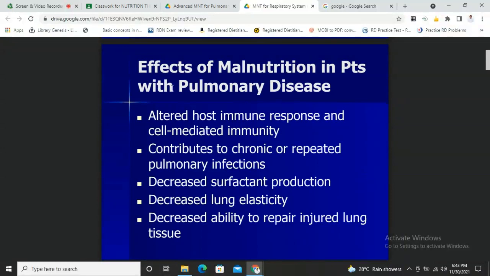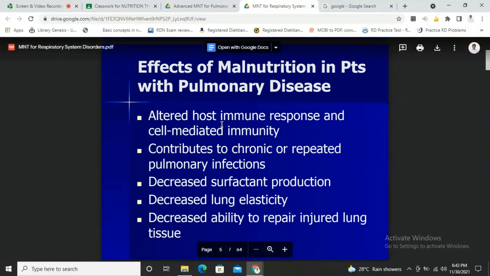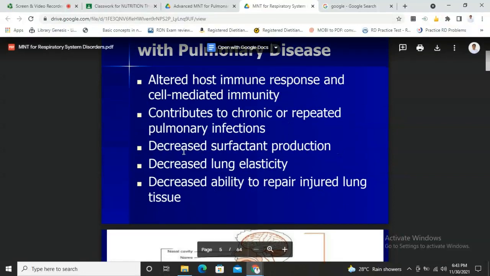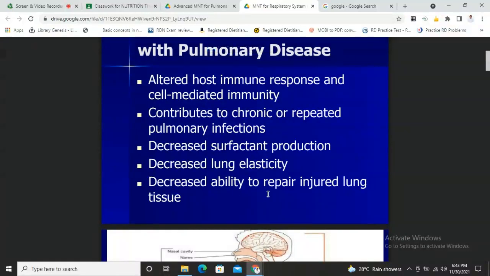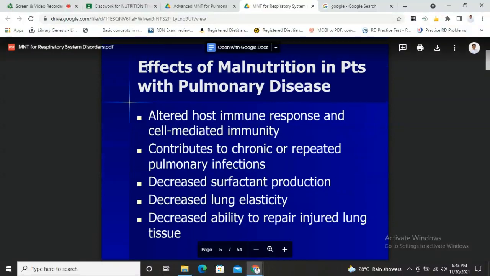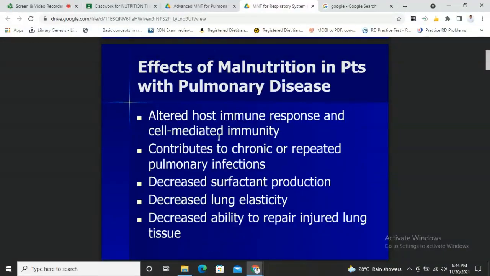Effects of malnutrition in patients with pulmonary disease. So altered host immune response and cell-mediated immunity contributes to chronic or repeated pulmonary infections, decreased surfactant production, decreased lung elasticity, and decreased ability to repair injured lung tissue. So these are also the effects now of malnutrition in these patients. Okay, the patients would be more immunocompromised.